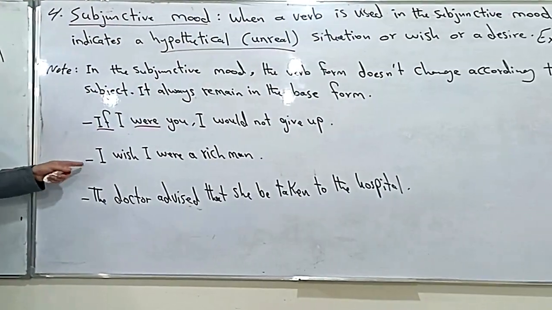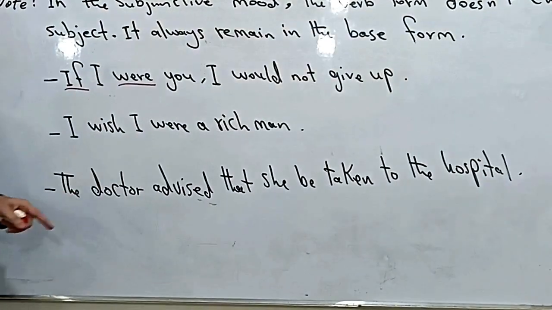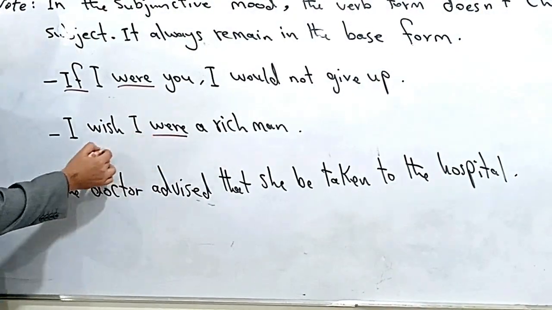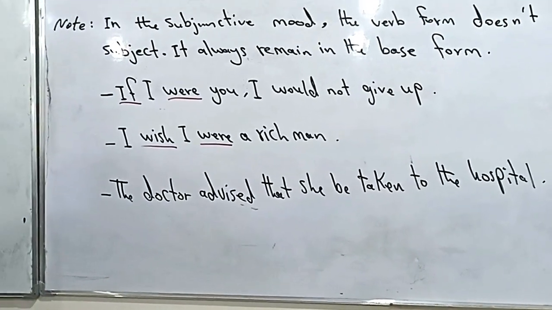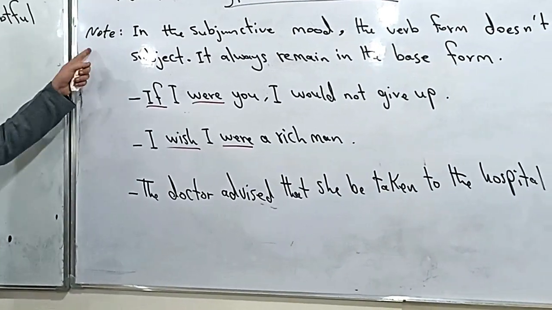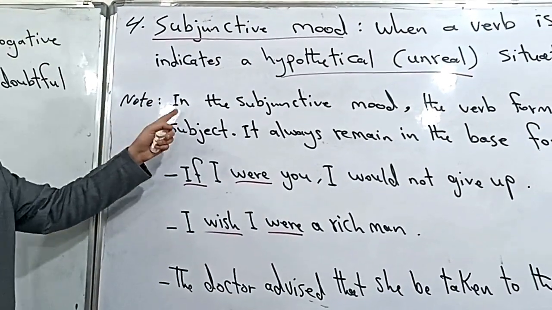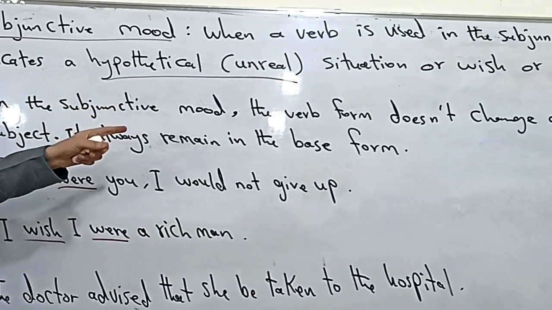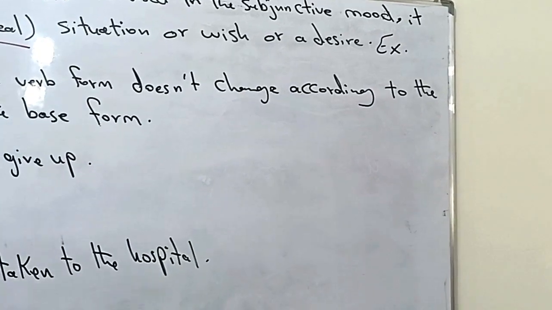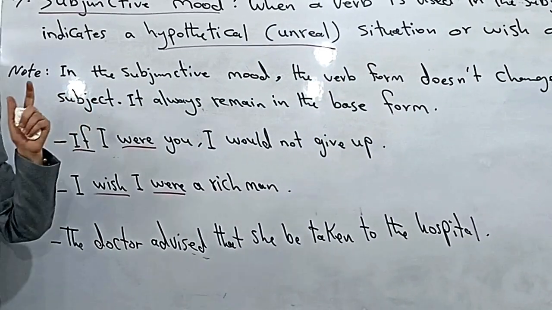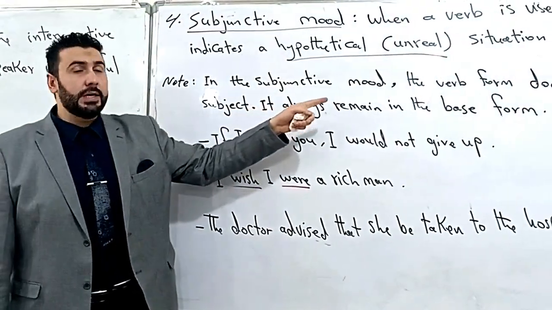And we have, I wish I were a rich man. We have wish, and were is used in the subjunctive mood. And here we have a very important note, Yasser, concerning your question. When we use the subjunctive mood, the verb form doesn't change according to the subject. So the verb remains as it is. It always remains in the base form.